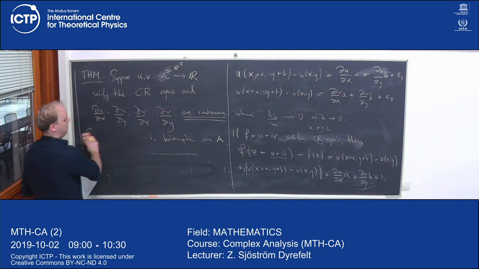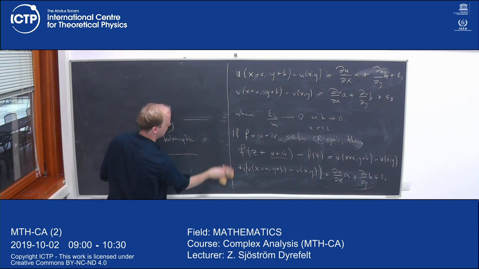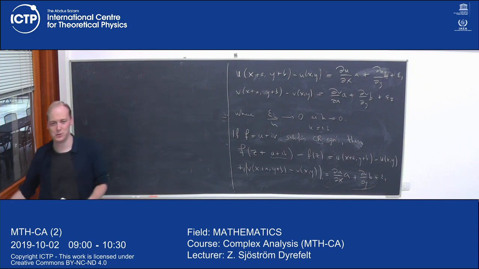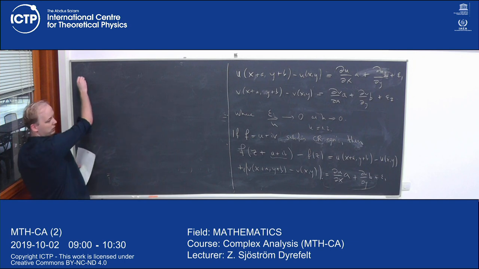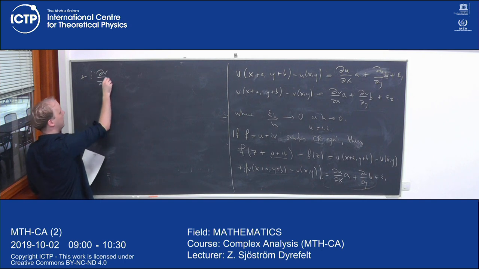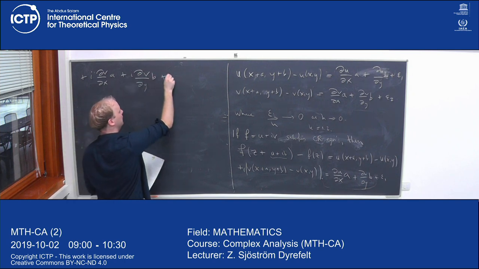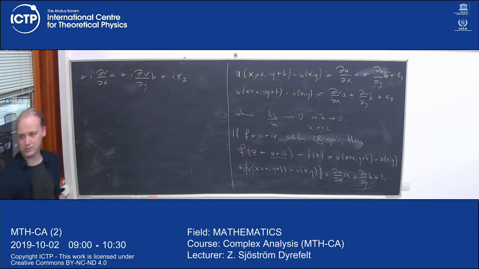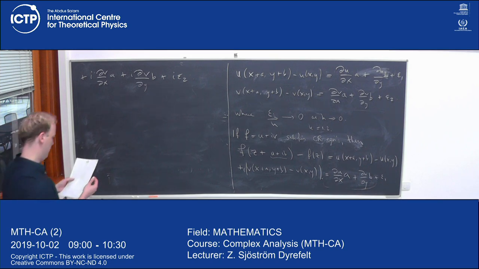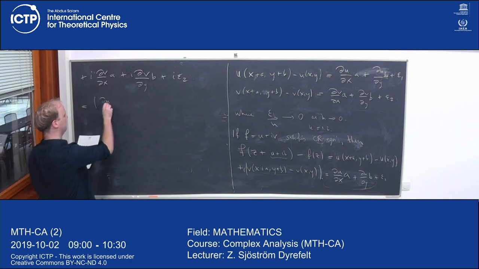I could just tell you what I will get at the end of this computation, but it's one of the first proofs we do, so let's just do it so I can really convince you. So it is equal to this, and I continue here: plus i partial v partial x times a, plus i partial v partial y times b, plus i epsilon 2. Is this correct? Yes. And now the question is, what does this equal?